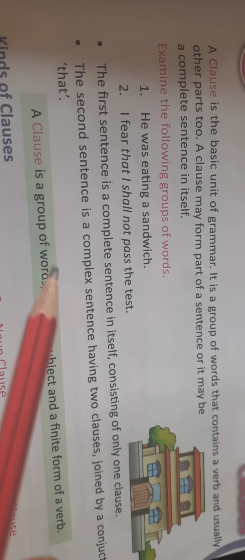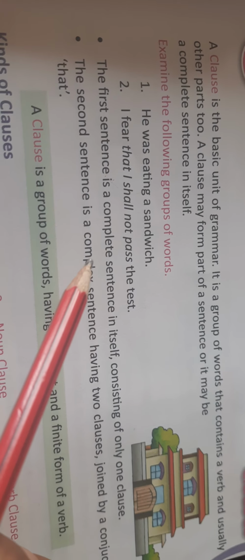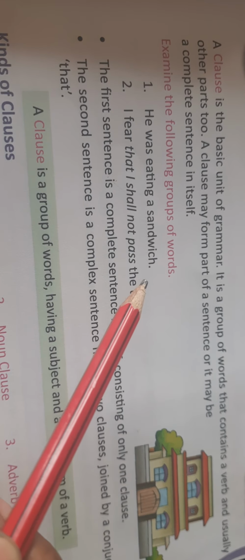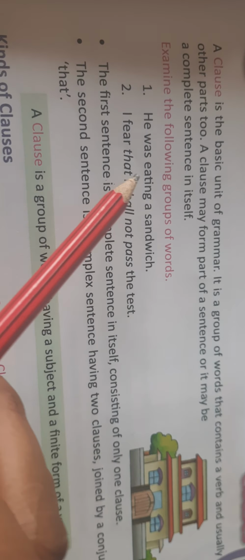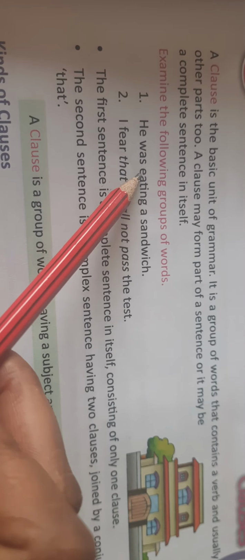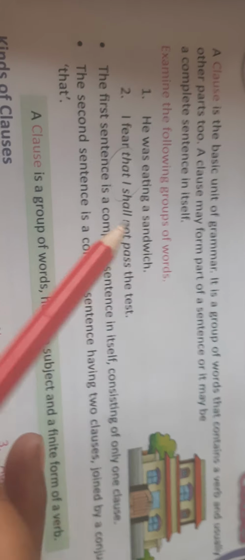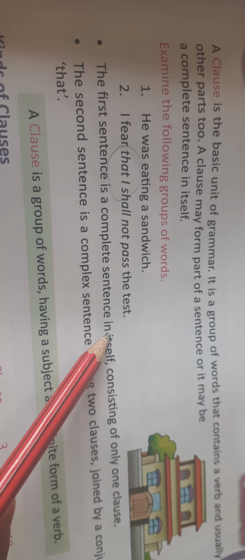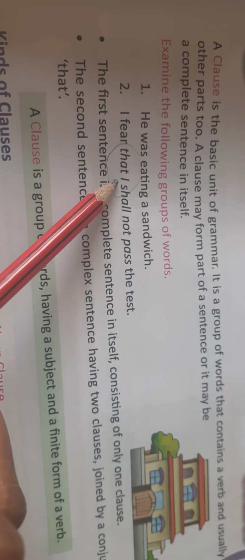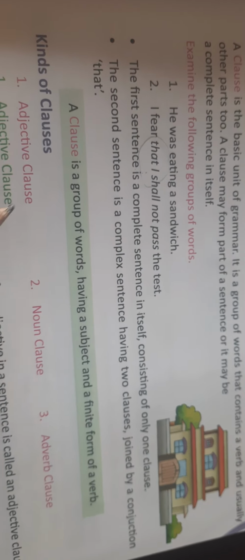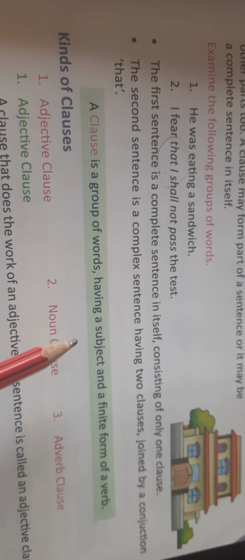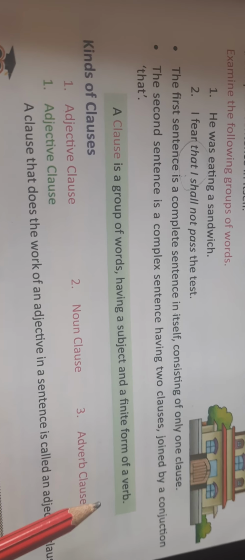So here you can see the example. He was eating a sandwich. It is a complete sentence and it is showing one clause. In the second sentence, I fear that I shall not pass. This sentence is joined with a clause, and these two parts are joined with the word that, which is a conjunction. So, that I shall not pass is a clause. Here, the subject is mentioned as well as the verb. So that is why a clause is a group of words having a subject and a finite form of verb.